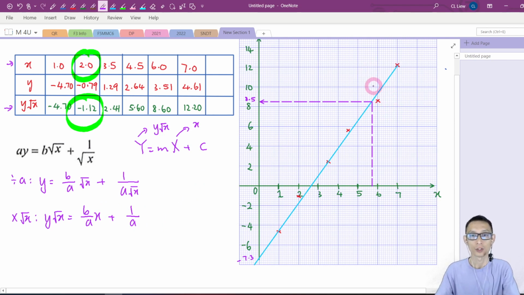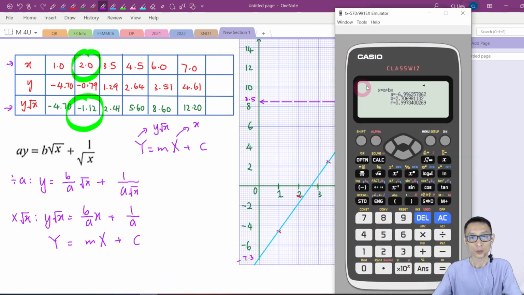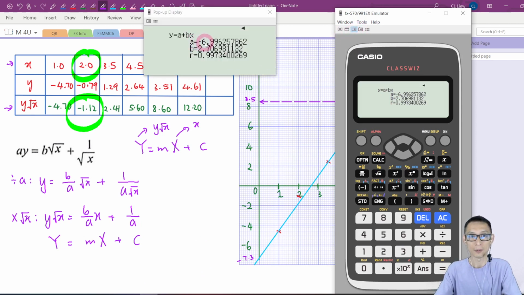Let me calculate the value of A first. Y equal to mx plus c. From here I know that 1 over A is actually the y-intercept. It's a big y-intercept. Right, so I'm going to use the value here. You can use your own value. Maybe you will get -7, right? If we calculate using our calculator, you should be able to get -7.